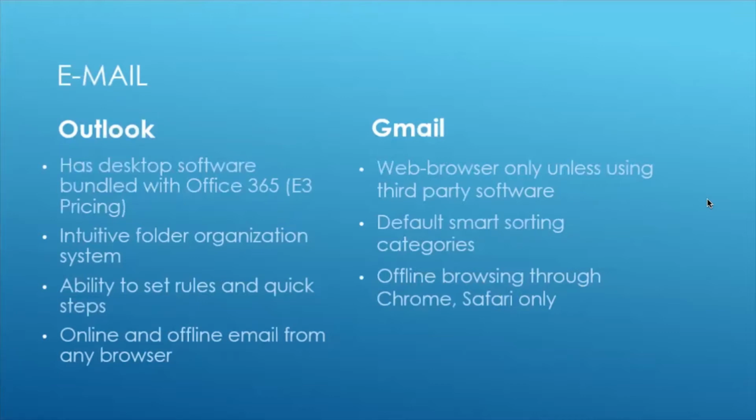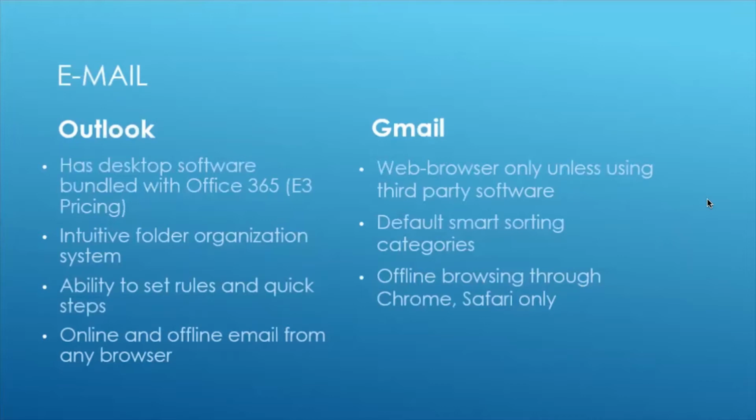Gmail does have its default smart sorting categories. When you first open a Gmail account, it's going to have a number of tabs. As your email starts to filter in, it will assign priority levels to the different types of email that you receive. So it's going to start that sorting right out of the box, as opposed to with Outlook, you have to go in and customize it. That said, you are limited to their default smart sorting categories. There is no option to change those. You can eliminate certain ones, but there is no customization there.